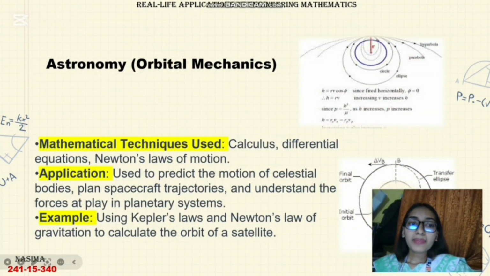Astronomy. Mathematical techniques used: calculus, differential equations, Newton's law of motion. Application in astronomy: predicting the motion of celestial bodies, planning spacecraft trajectories, and understanding the forces at play in planetary systems. For example, using Kepler's law and Newton's law of gravitation to calculate the orbit of a satellite.